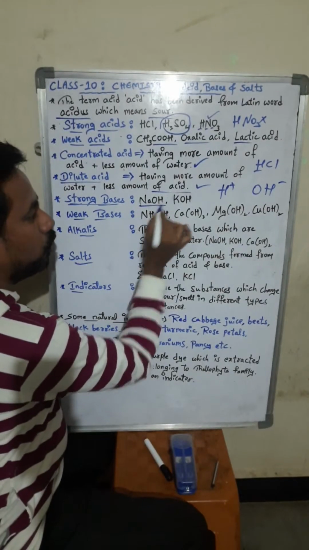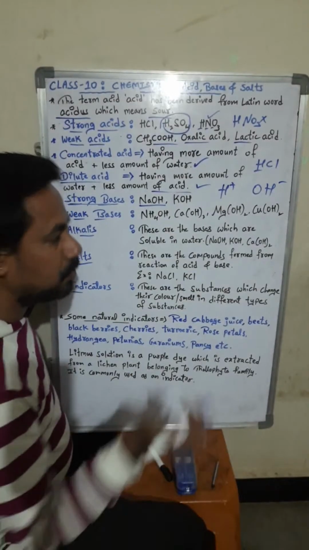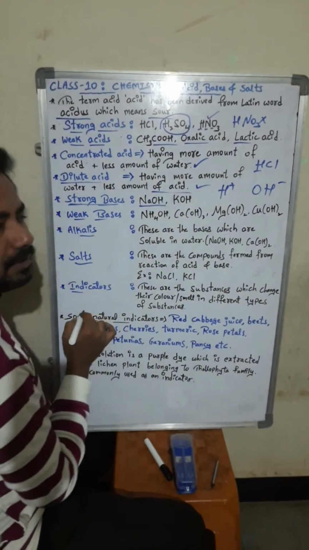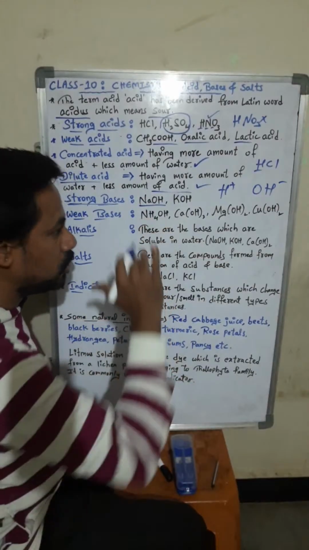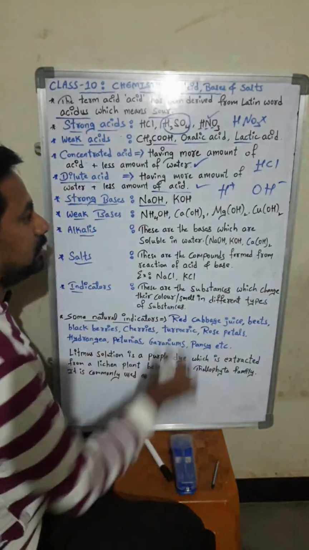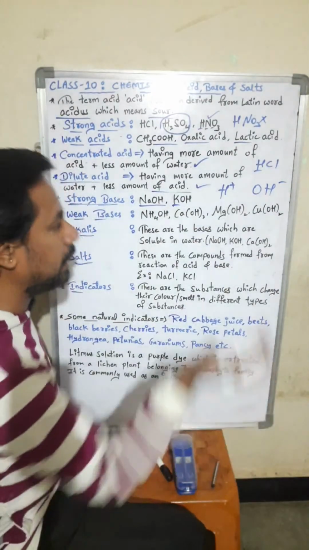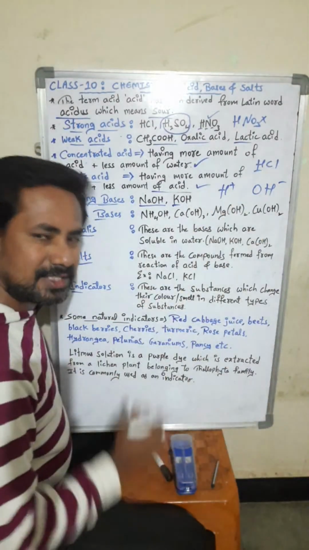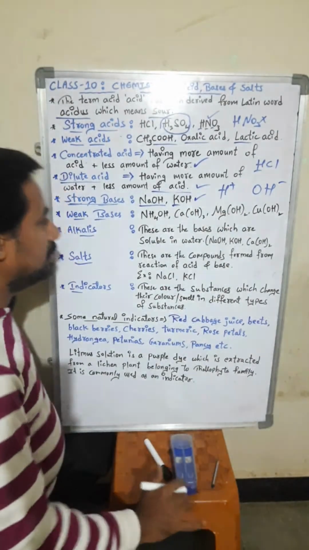See, NaOH is there. Na means what, students? Sodium. Sodium hydroxide. OH means hydroxide. Sodium hydroxide is an example for strong base. It is a very strong base. K मतलब क्या है? Potassium. OH hydroxide. Potassium hydroxide. Simple. These are the strong bases examples.